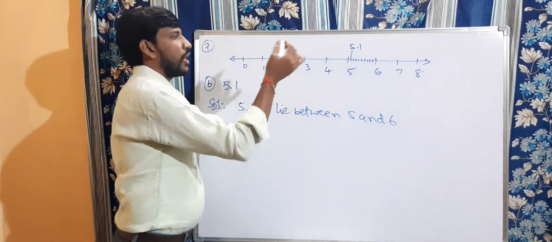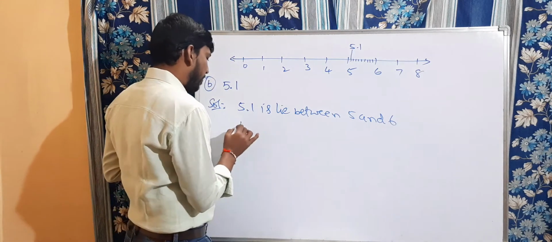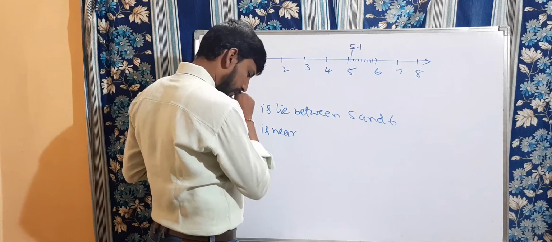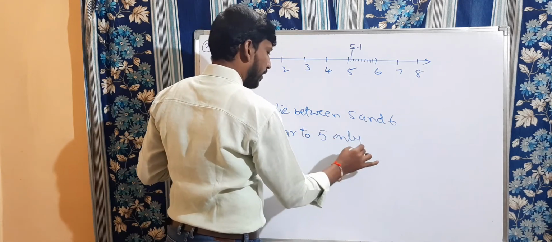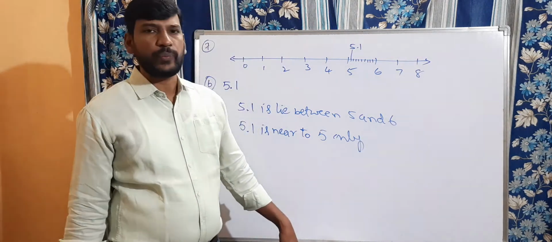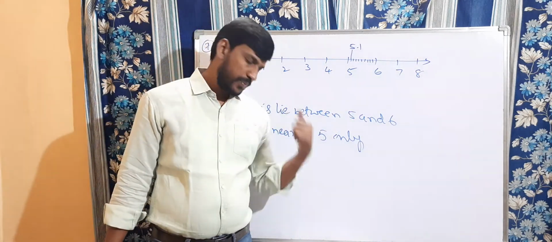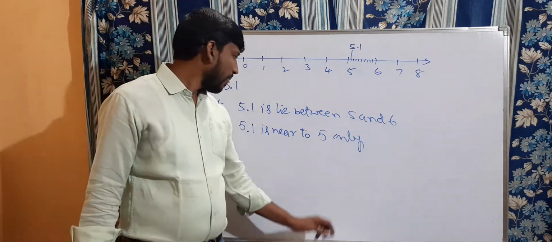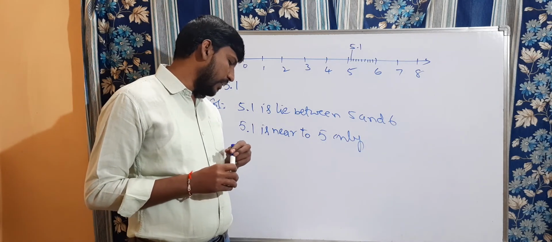Now see here, 5.1 is near to which number? Either it is 5 or 6. So 5.1 is near to 5 only. Clear? So like that, let us take 6.4. 6.4 lies between 6 and 7. Then 6.4 is very near to 6 only. So like that the numbers are there, represent them on the number line like this and write down.